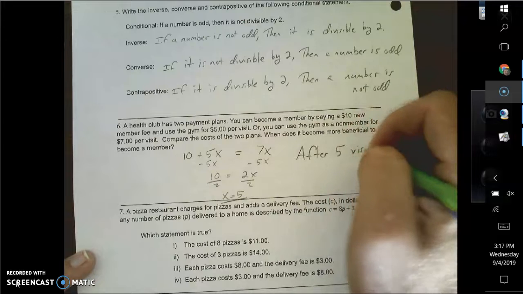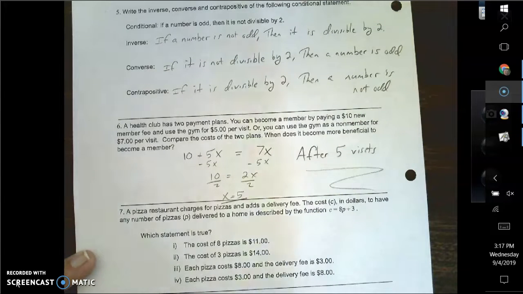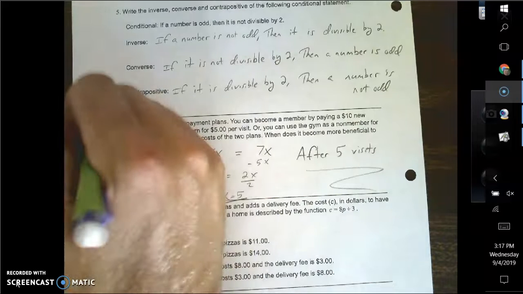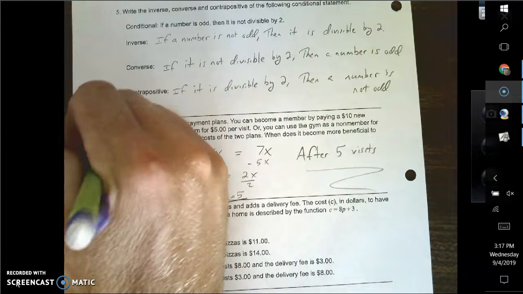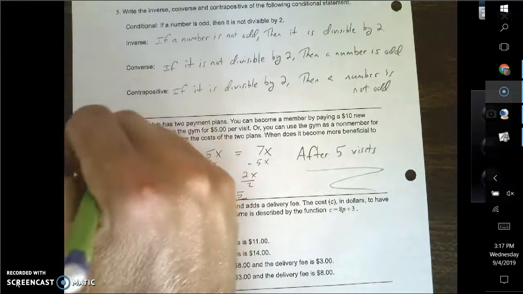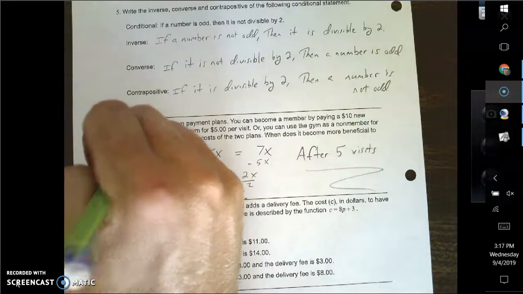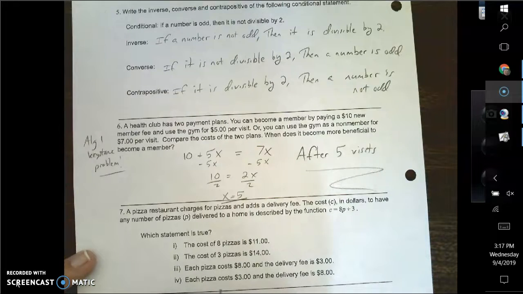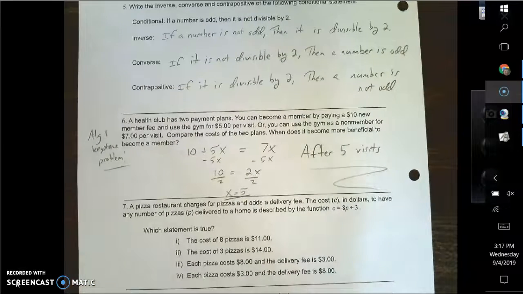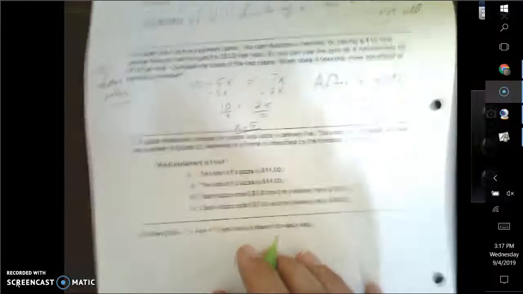Okay? So, again, this is more of like a Keystone, Alg 1 Keystone problem. Just trying to sneak this on here to kind of get you thinking a little bit about it. Okay? But you get the idea. Okay? Cool.